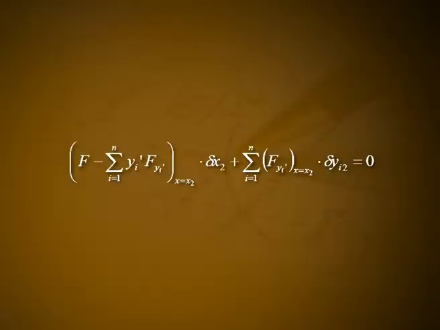The above arguments can be readily extended to a functional of the form I = integral from x1 to x2 of f(x, y1(x), y2(x), ..., yn(x), y1'(x), y2'(x), ..., yn'(x)) dx, such that at the moving point x2 we have [f − summation i from 1 to n of yi' f_yi'] at x = x2 times delta x2 plus summation i from 1 to n of f_yi' at x = x2 times delta yi2 equals 0. Let it be equation number 18.